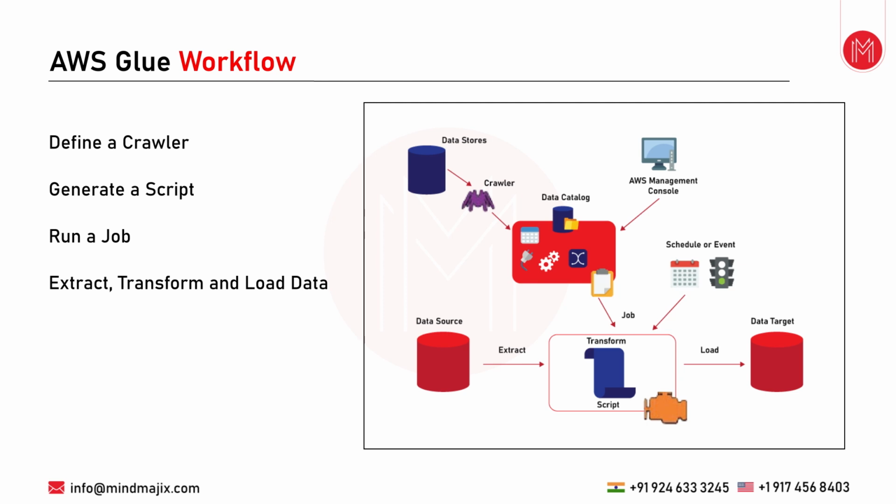And the last step is the actual ETL process. When your job runs, a script extracts your data from your data source, then it transforms the data, and then it loads it into your data target. This script runs in the Apache Spark environment in AWS Glue. So this was the overall workflow of AWS Glue. This was basically the theory part, and in the next part of this session, I will also show you a real-time example wherein we will discuss this AWS Glue workflow.